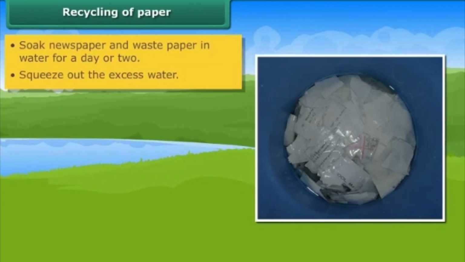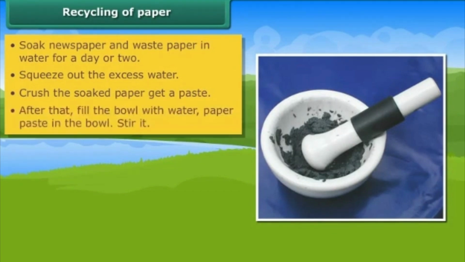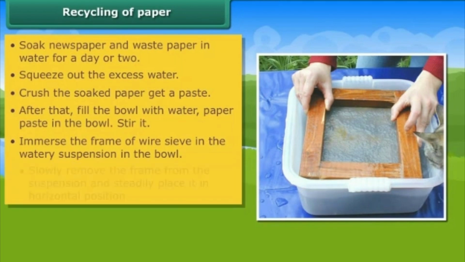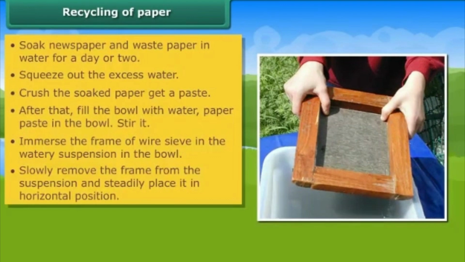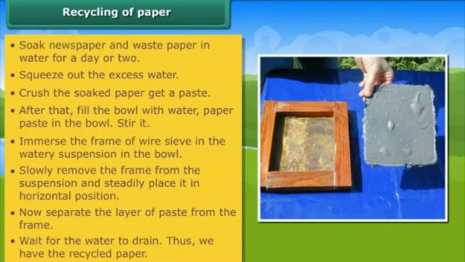Squeeze out the excess water. Crush the soaked paper to get a paste. After that, fill the bowl with water. Add the paper waste in the bowl. Stir it. Immerse the frame of wire sieve in the watery suspension in the bowl. Slowly remove the frame from the suspension and steadily place it in horizontal position. Now separate the layer of paste from the frame. Wait for the water to drain. Thus we have the recycled paper.